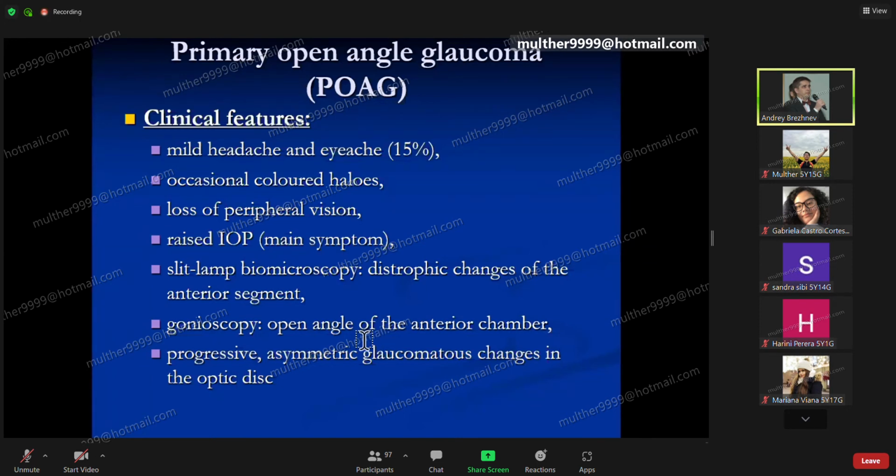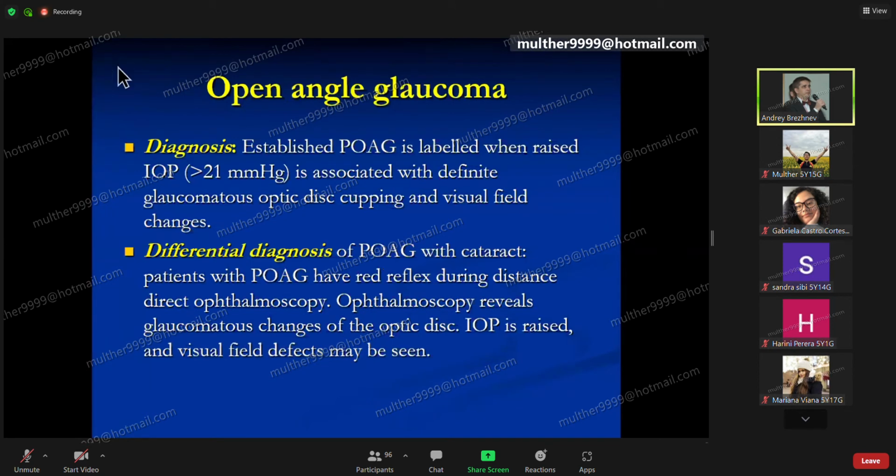Glaucomatous changes in the optic disc may be seen in patients with open-angle glaucoma. They are typically progressive, asymmetric, and present a variety of characteristic clinical patterns. Visual field defects usually run parallel to the changes at the optic nerve disc, as we have already discussed, and thus will continue to progress if intraocular pressure is not controlled. It's also clear. So, diagnosis. Established primary open-angle glaucoma is diagnosed when raised intraocular pressure, and sometimes normal intraocular pressure, is associated with definite glaucomatous optic disc cupping and visual field changes.